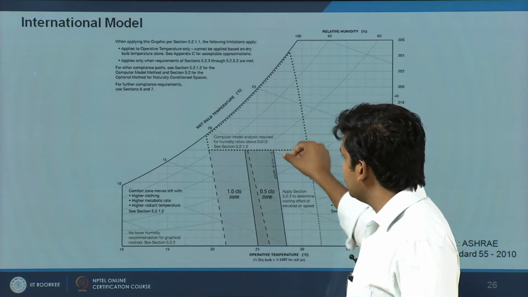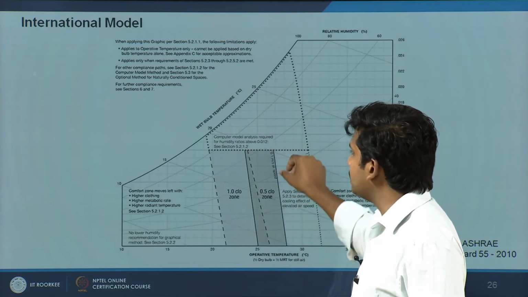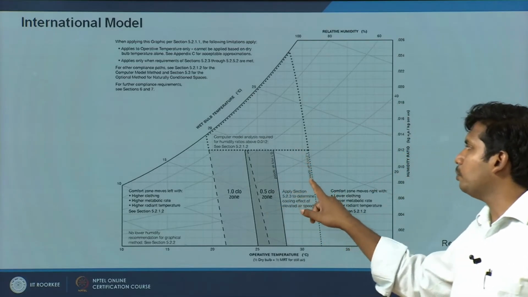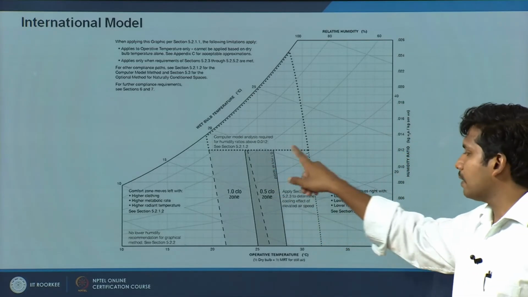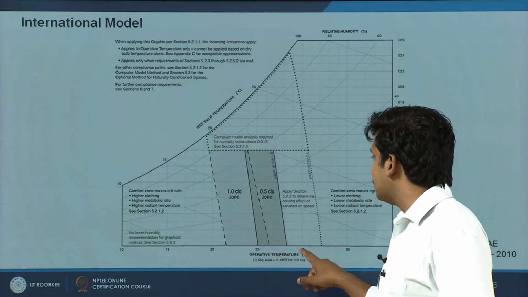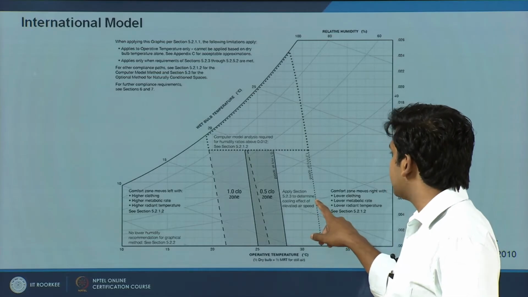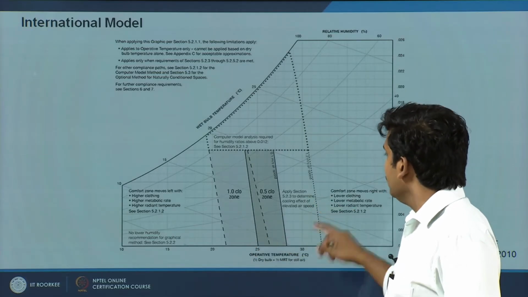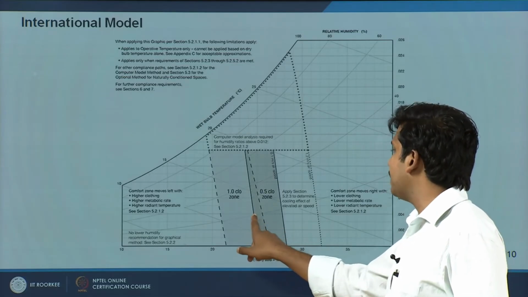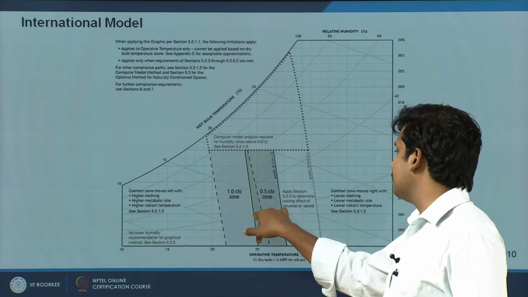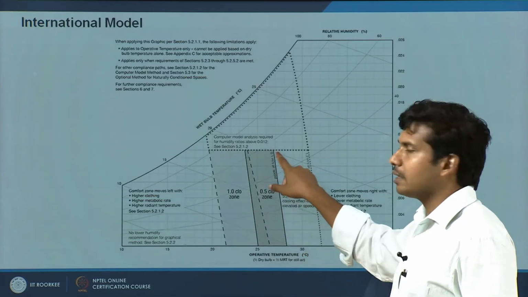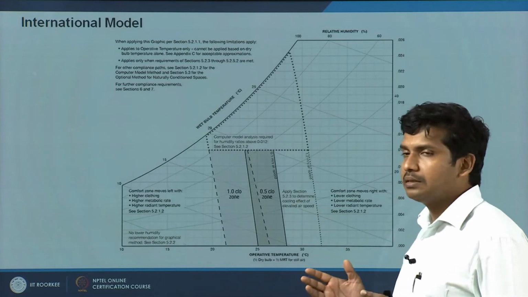Another thing you can notice is that this is with an air velocity of 0.1 meter per second, and when you have air velocities up to 1.2 meter per second, your comfort zone can extend higher. Take a relative humidity of around 20% here: the lower limit of the comfort zone was around 24.5 to 25 degrees, and the upper limit was somewhere close to 27 degrees. But this is at still air, around 0.1 meter per second.